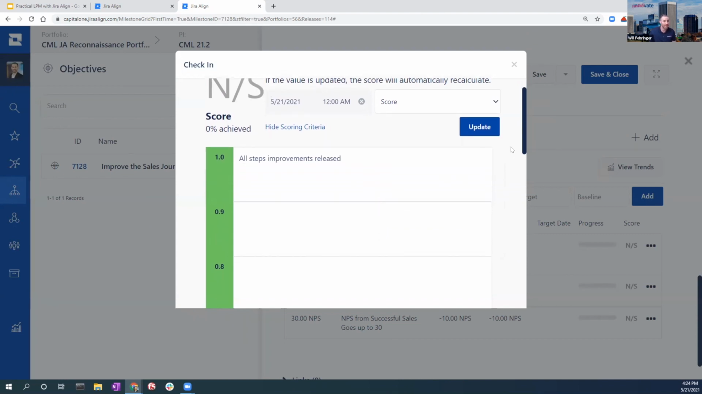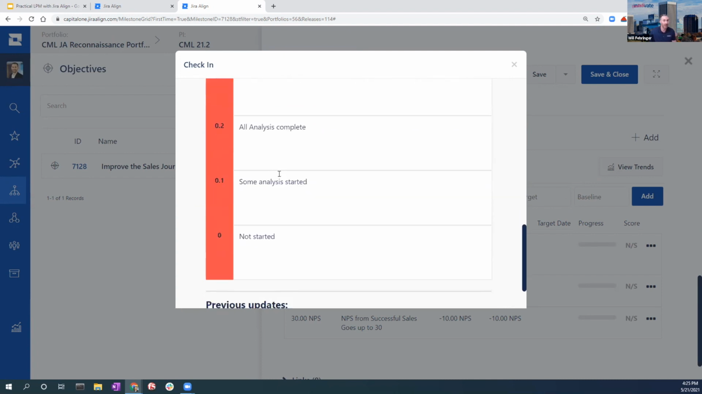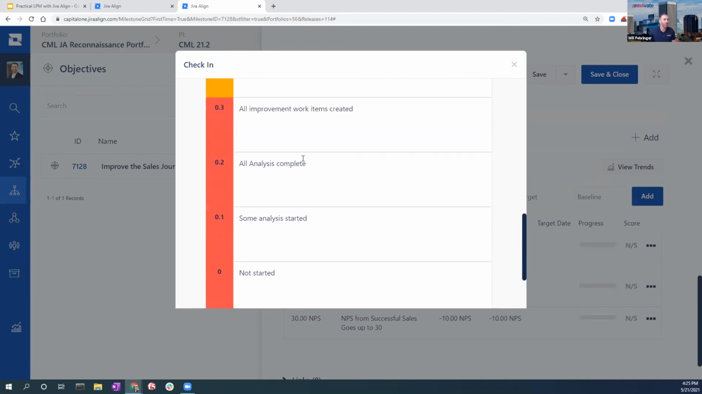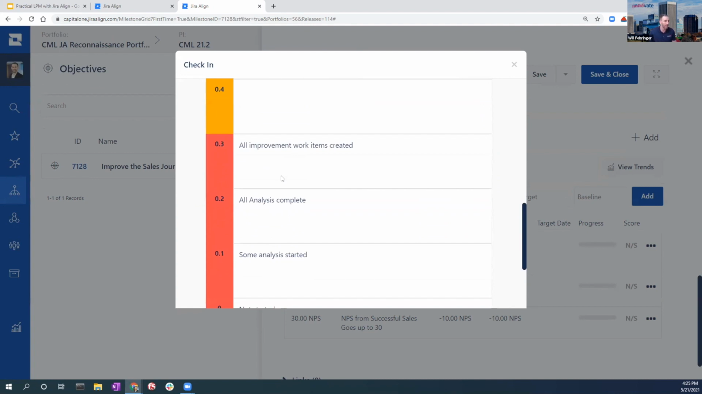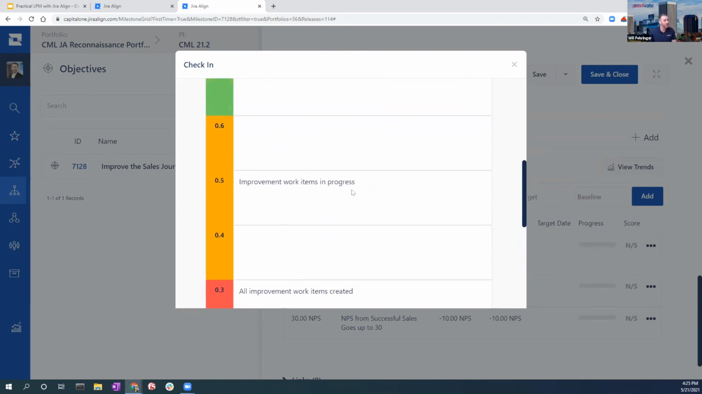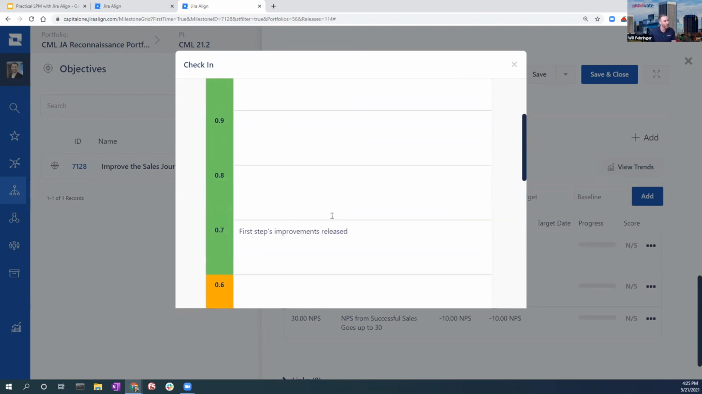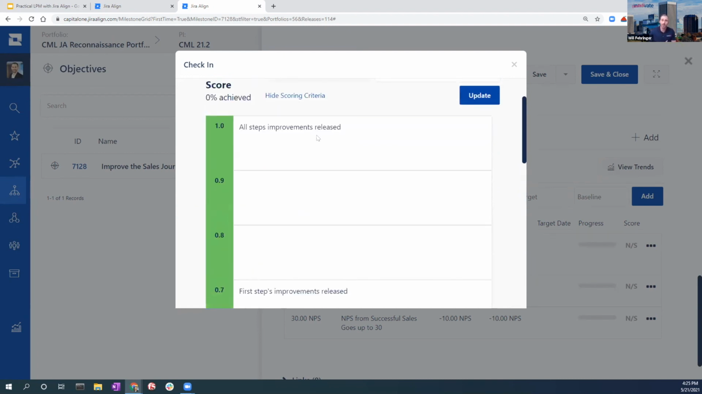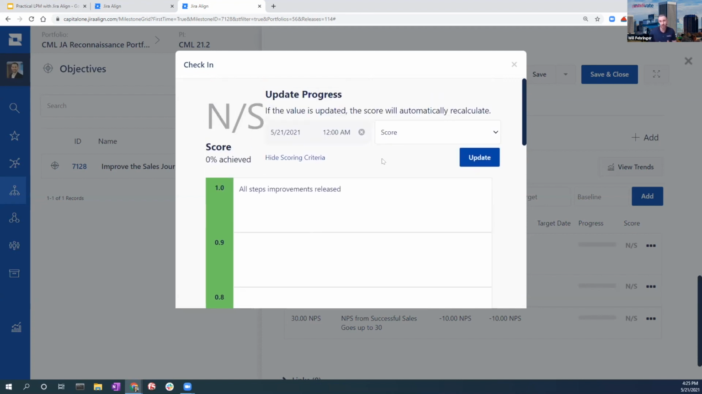And we've defined this scoring criteria. This is not an out-of-the-box scoring criteria. This is something that our portfolio went in and decided up front: what does each of these numbers actually mean? So they said that at 0, it's not started. 0.1, some analysis was started. 0.2, all the analysis was complete, so on and so forth, working our way up to work items created, work items in progress, the first one released, and then everything released. And then, of course, you could fill in more of the steps here. But I wanted to show this just as a practical example. If you get a key result that isn't quite formatted the way you might expect, there is a way within the tool to track these if you so desire.